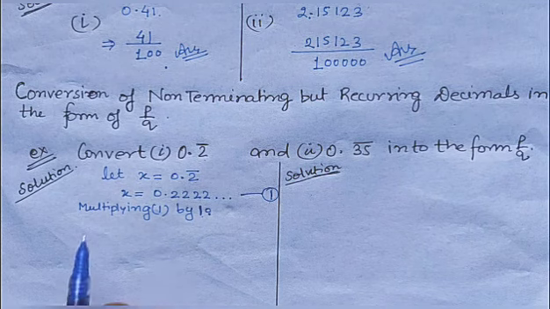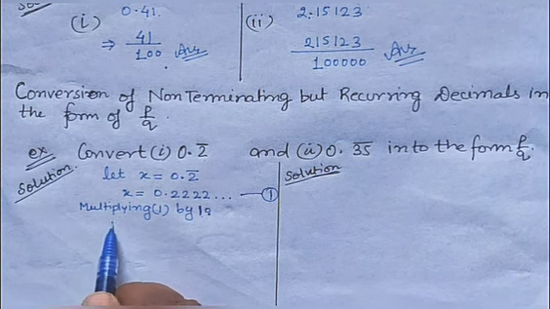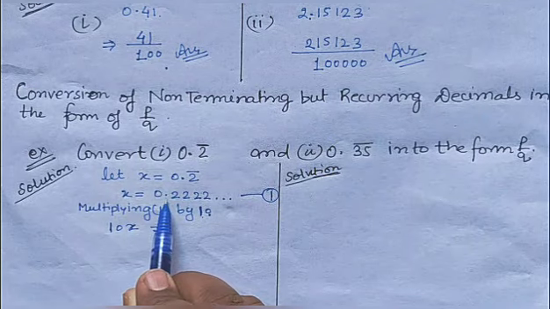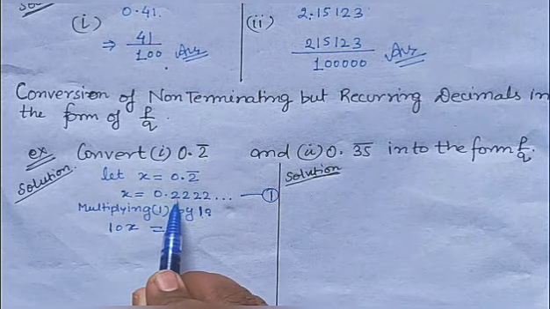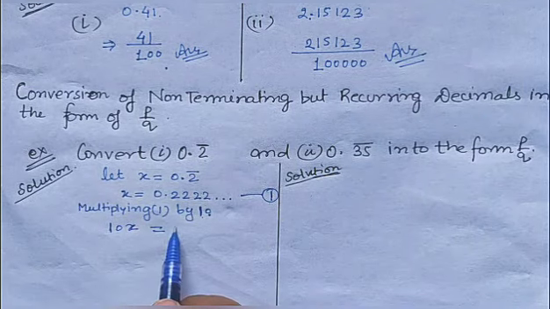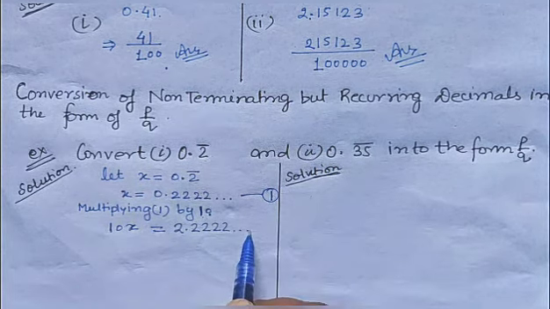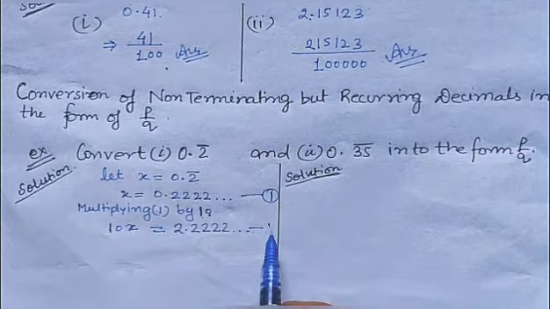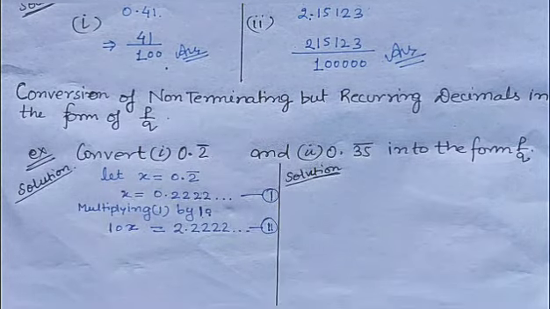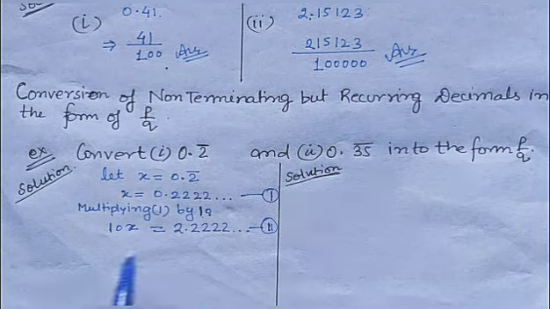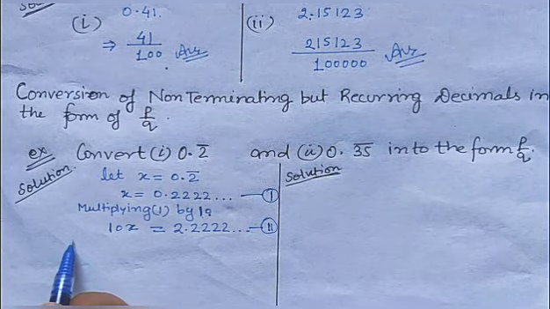Multiplying by 10, in the left hand side you will get 10x, in the right hand side if you multiply it by 10, the 2 will be shifted into the left of the decimal, so it will be 2.222 and so on. Suppose it is equation number 2. Now students, you have to subtract equation 2 minus 1.